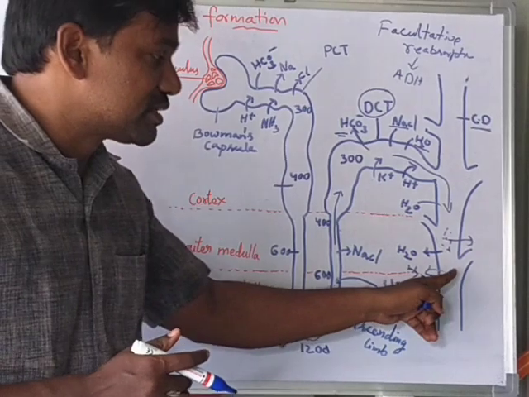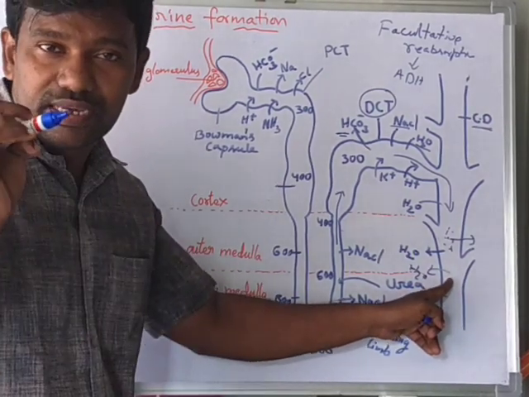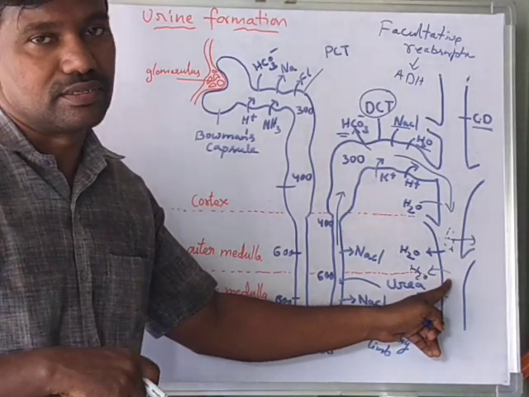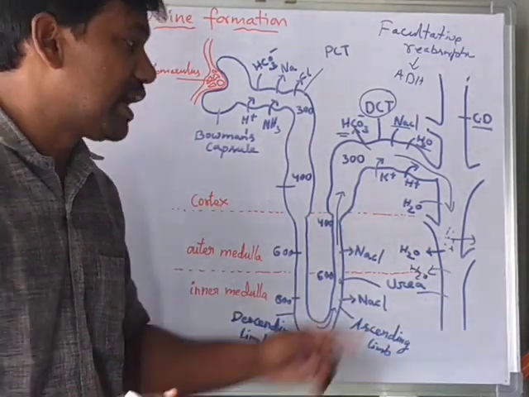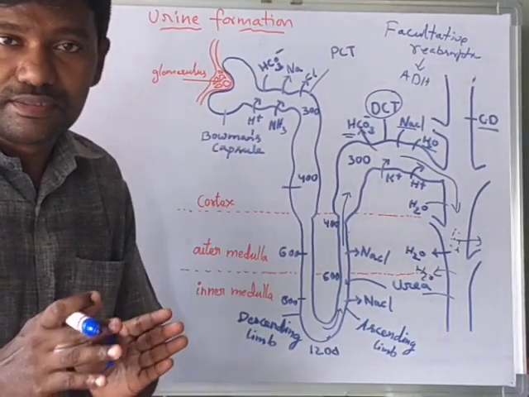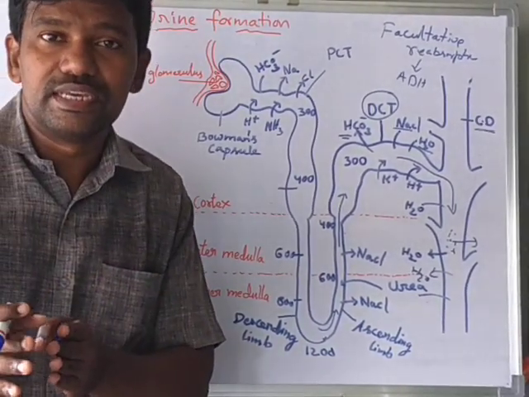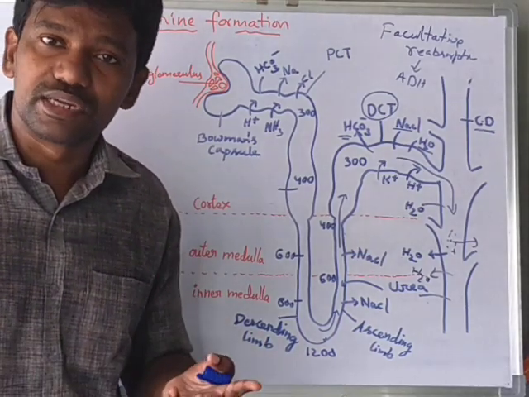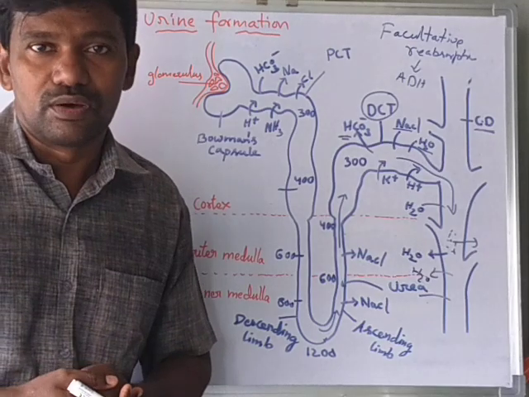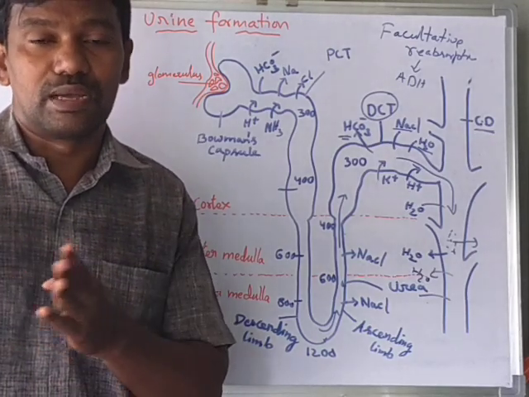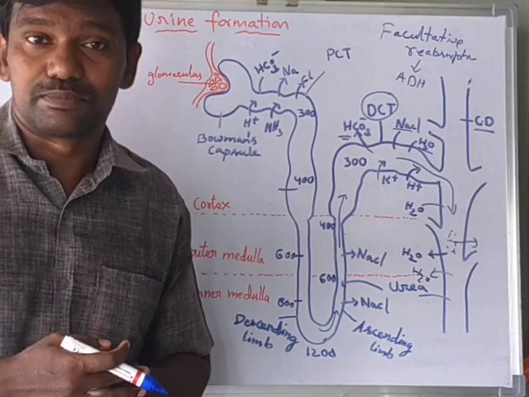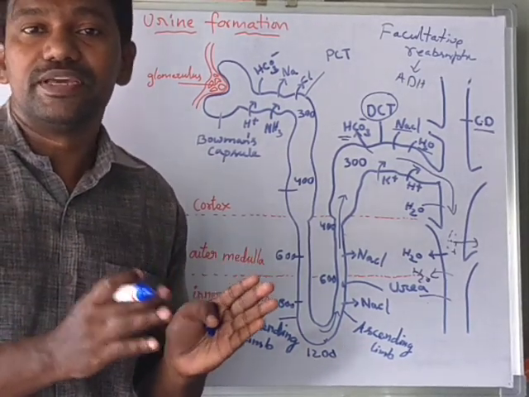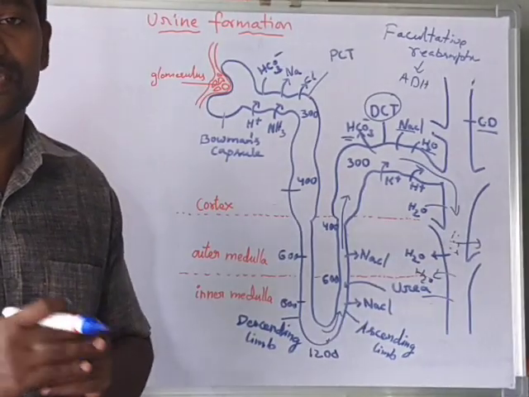Now the concentrated urine is hypertonic in nature to the plasma of the blood. Hypertonic means concentrated. If you compare the plasma of blood with the urine, the urine will be concentrated. That is called hypertonic.